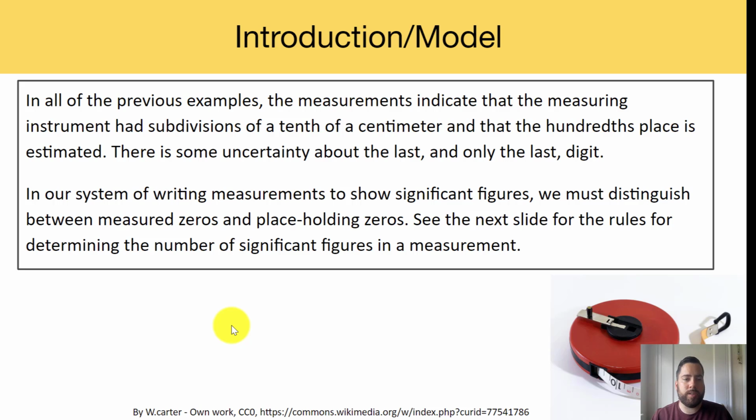So in our system of writing measurements to show significant figures, we must distinguish between measured zeros and place-holding zeros. So what does that mean? We're going to talk about that in the next slide.